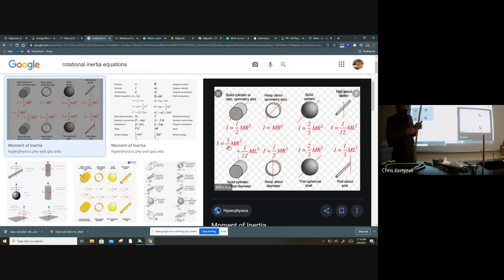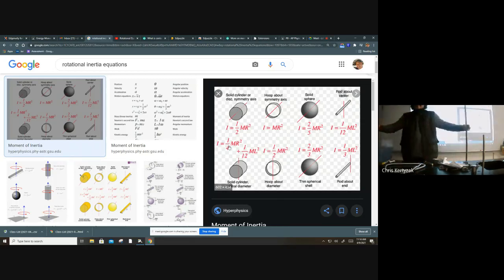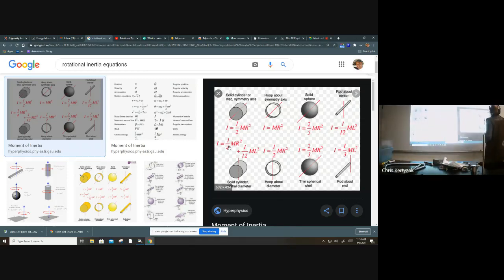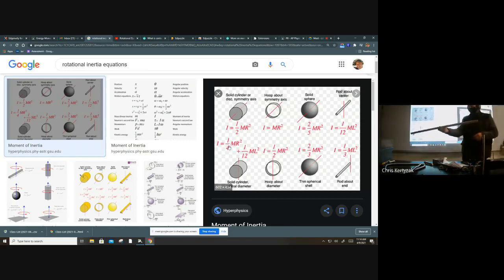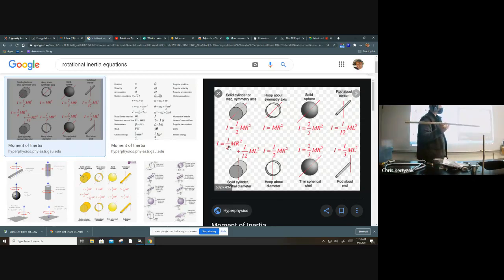And it's not only about how far away the mass is, it's also about where this axis is. Where's the axis of rotation? Let's look at the far right side of this image, which is the rod. My meter stick can be thought of as a rod, very similar to a rod.